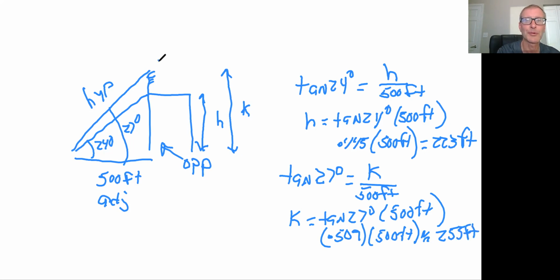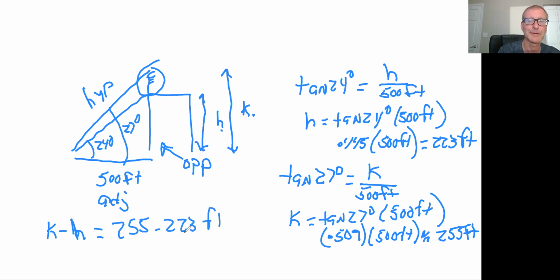So the flagpole here is K, which is the total, minus H, which is just the building. So K minus H is the flagpole height. That would be 255 feet minus 223 feet. If I did my arithmetic right, you would have 32 feet for the height of the flagpole.